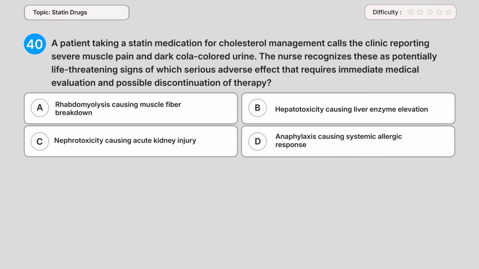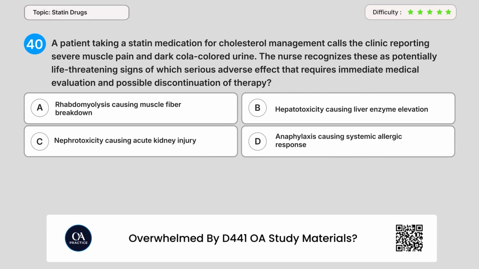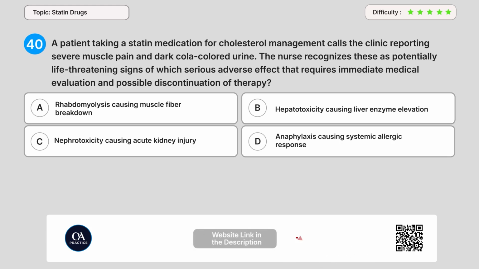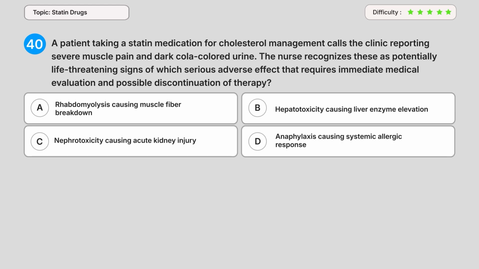40. A patient taking a statin medication for cholesterol management calls the clinic reporting severe muscle pain and dark cola-colored urine. The nurse recognizes these as potentially life-threatening signs of which serious adverse effect that requires immediate medical evaluation and possible discontinuation of therapy. A. Rhabdomyolysis causing muscle fiber breakdown.